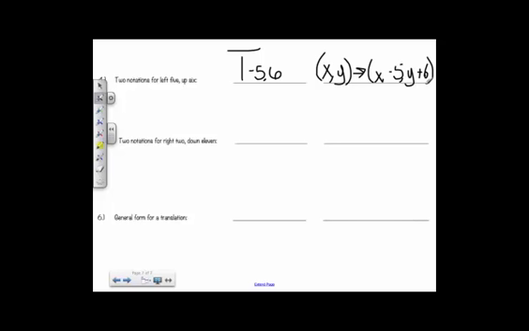Okay, in number 5, the 2 notations for right 2 down 11 are going to be capital T, and then I'm going to write a positive 2 and a negative 11 like this. Okay, and then the other way I could do it is I could say xy turns into x plus 2 and then y minus 11. And then I would just close my parentheses and I am done with that.